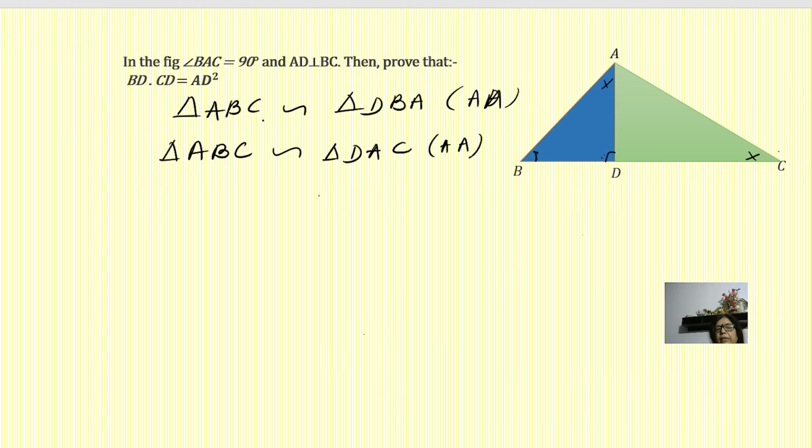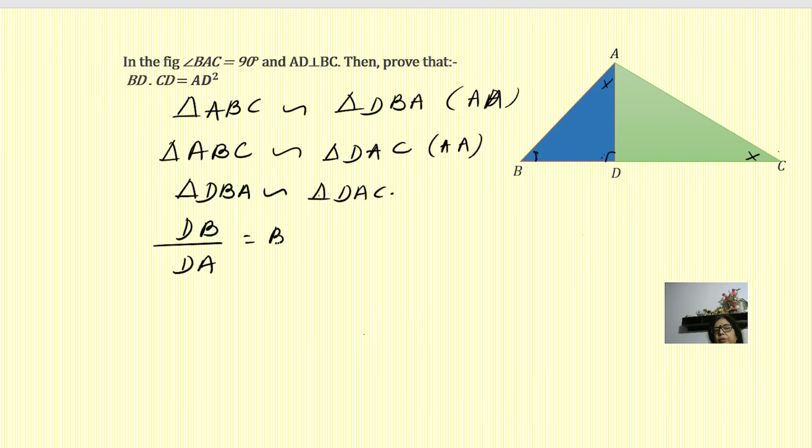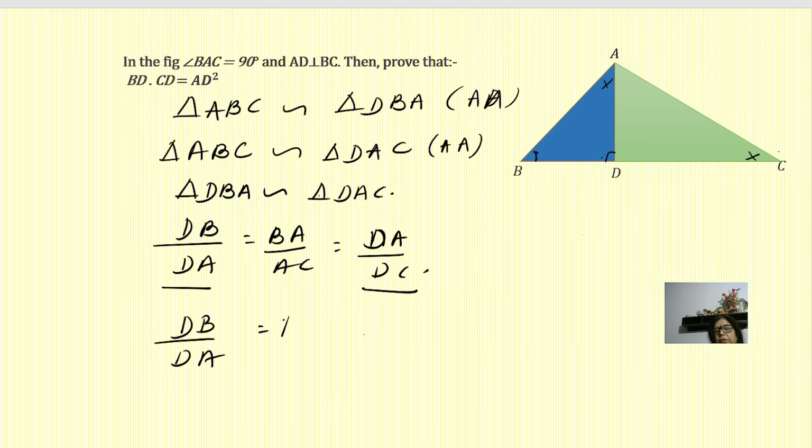Now we can see here that ABC is similar to DBA and ABC is similar to DAC. So conveniently I can write down triangle DBA is similar to triangle DAC. If we write down the proportionality relation, DB by DA is equal to BA by AC is equal to DA by DC. Now we have to prove BD into CD is AD square. So I'll take this ratio and this ratio. We get here DB by DA is equal to DA by DC.